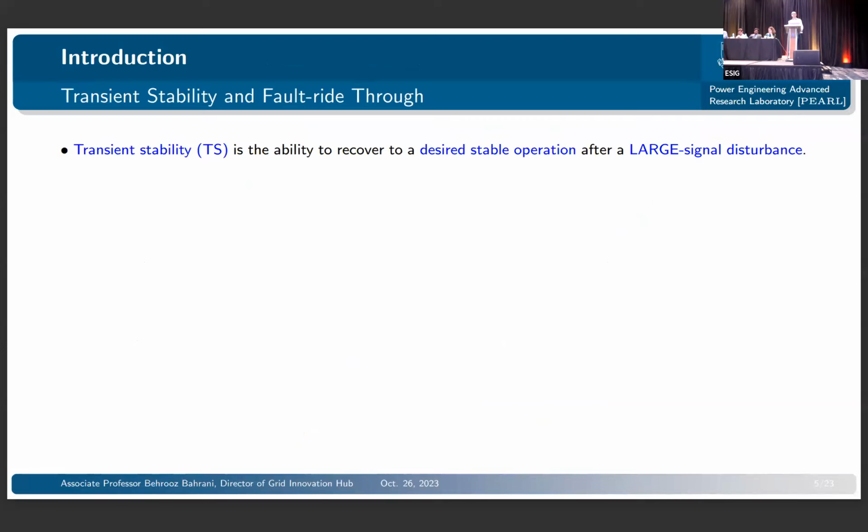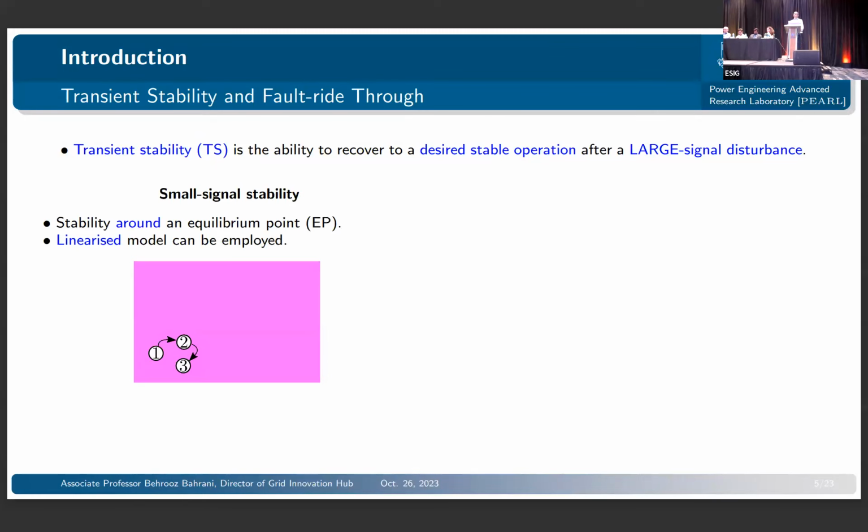But, well, what is transient stability? Probably it is known to everybody, but a very quick recap. Transient stability is typically the ability of an inverter or an asset generator to go back and recover to a desired stable operating point when it is subjected to a large transient. It could be a phase jump, it could be a fault. And fault is typically the more typical disturbance that is used in these studies. It is as opposed to small signal stability, which looks at stability around one equilibrium point.